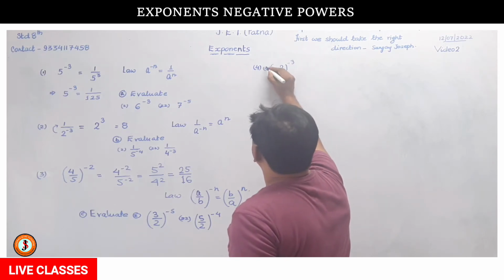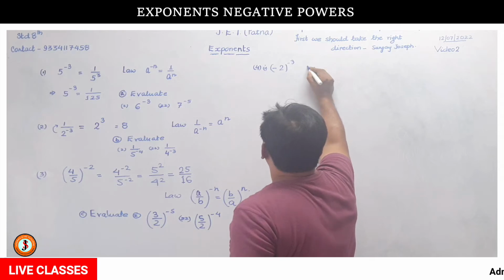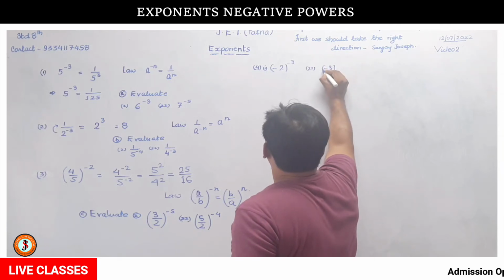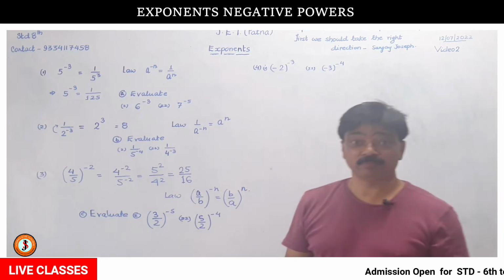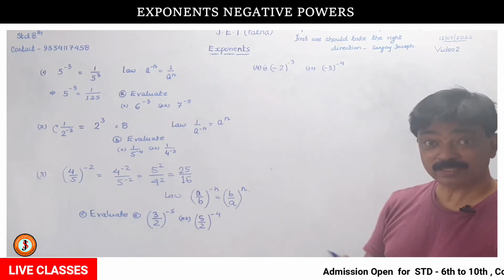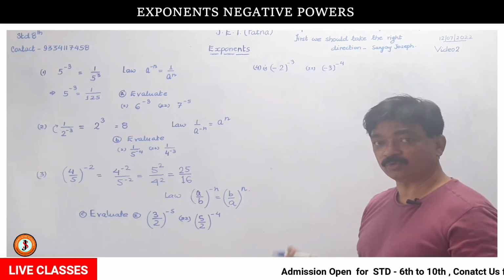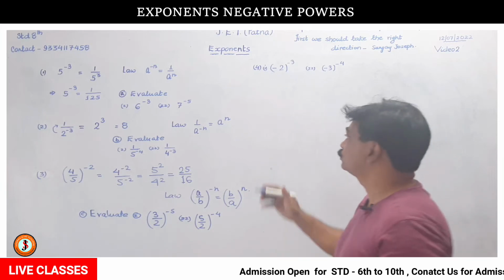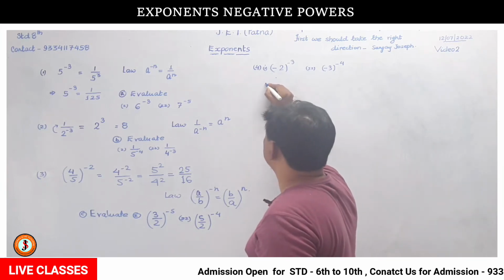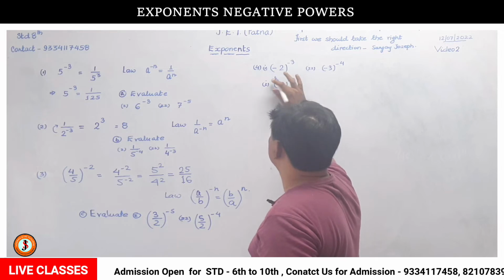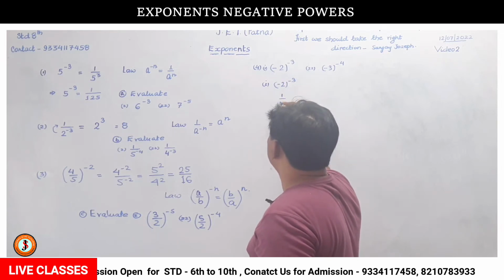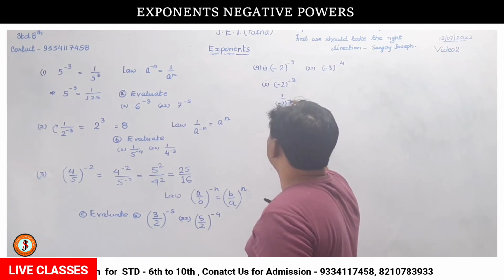number 1, and number 2, minus 3 to the power negative 4. Always remember, first, without changing any sign, make the exponent positive. So this will be written as, I am taking this first, minus 2 to the power minus 3. Then what will happen? This can be written as 1 by negative 2 to the power negative 3.